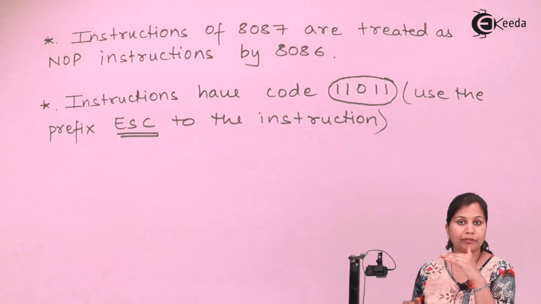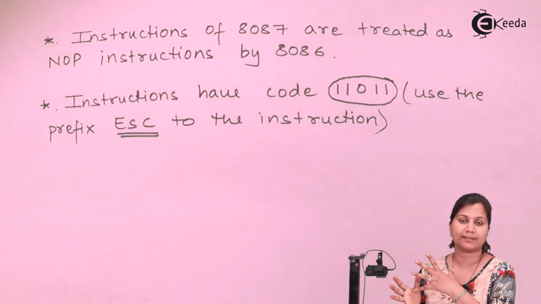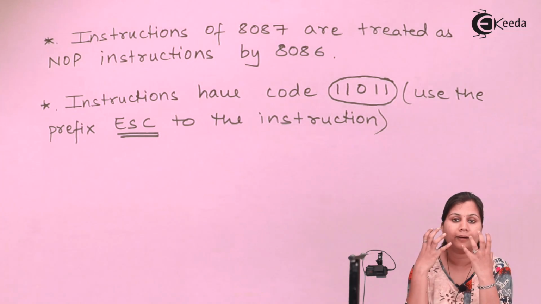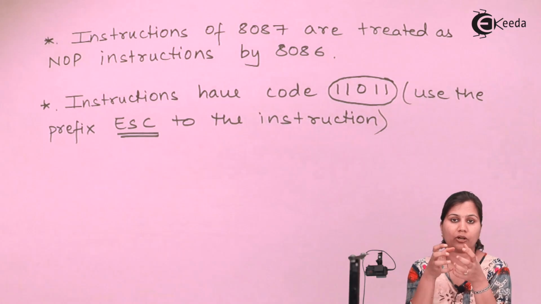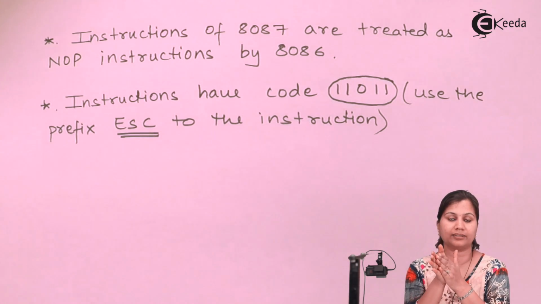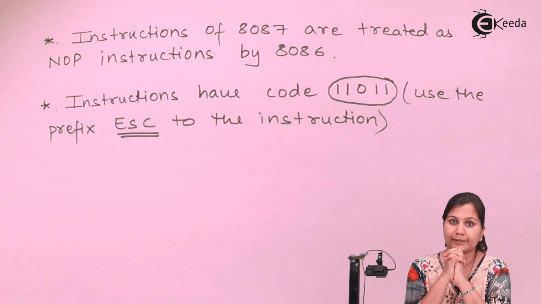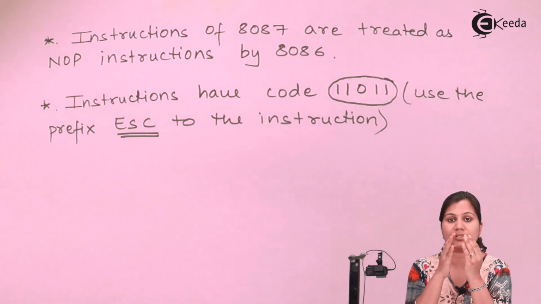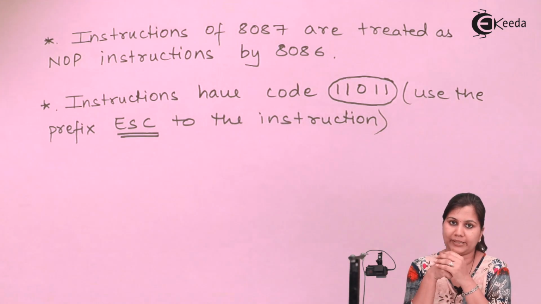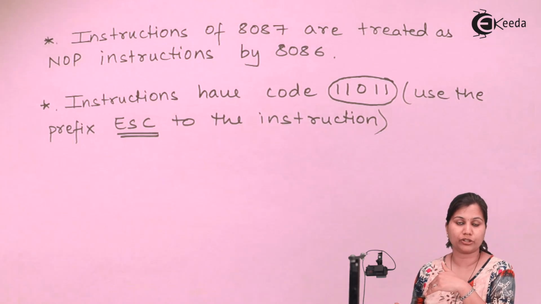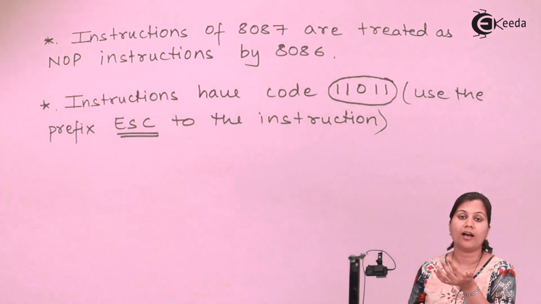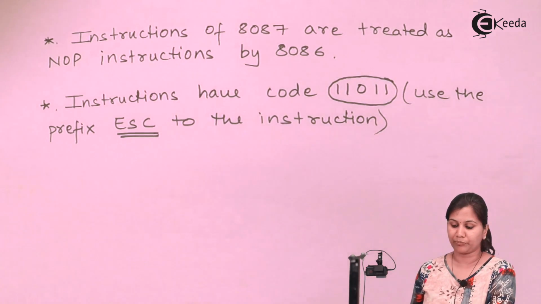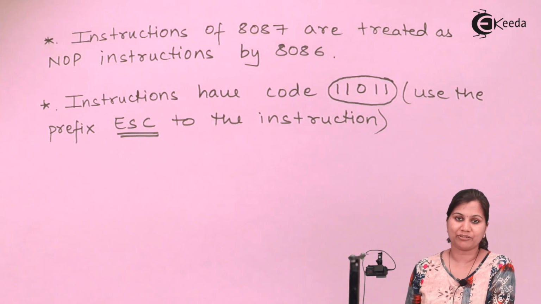So here we studied some features of the first math coprocessor, the 8087. We saw that its speed of doing complex calculations is 100 times faster than the 8086 microprocessor, and because of that feature of high speed calculations, it is used along with the microprocessors. We studied what a coprocessor is, why it was developed, and how it is useful for the microprocessors. So I hope that this topic is now clear to you. Thank you.